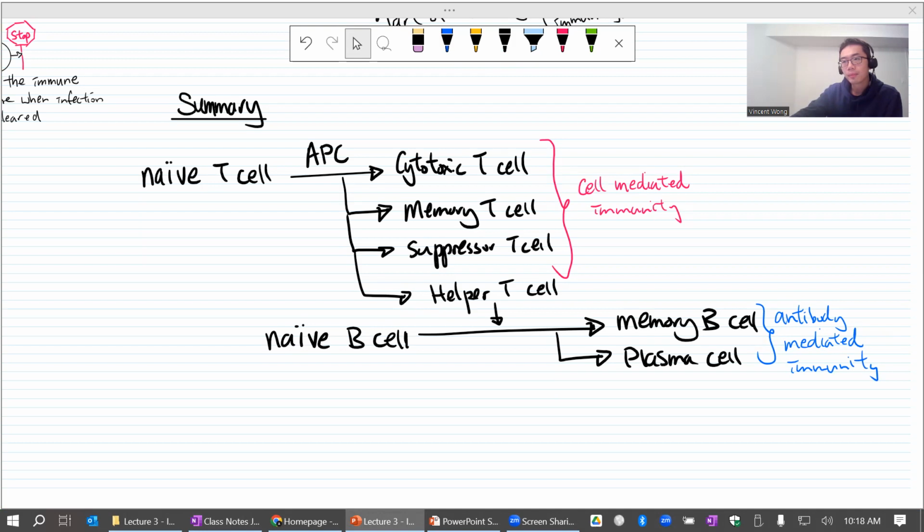Any question? Can you explain the plasma cell a little bit again? Yeah, the plasma cell is basically one of the things that the naive B cells can become. And the plasma cells are just antibody factories. They just keep on producing the antibodies that you need. In this case, the red antibody, right?